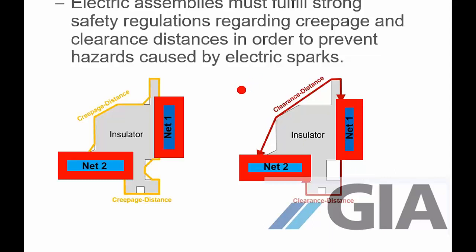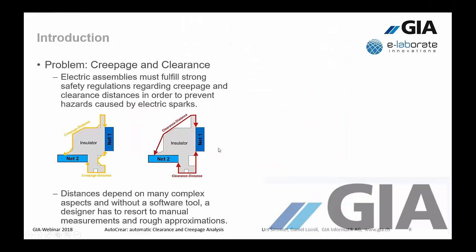The safety regulations are different from one country to another, and we just have to make sure that the distances over the air, which we call clearance, and the distances along the insulators, reach a certain level depending on the net, depending on the potentials.